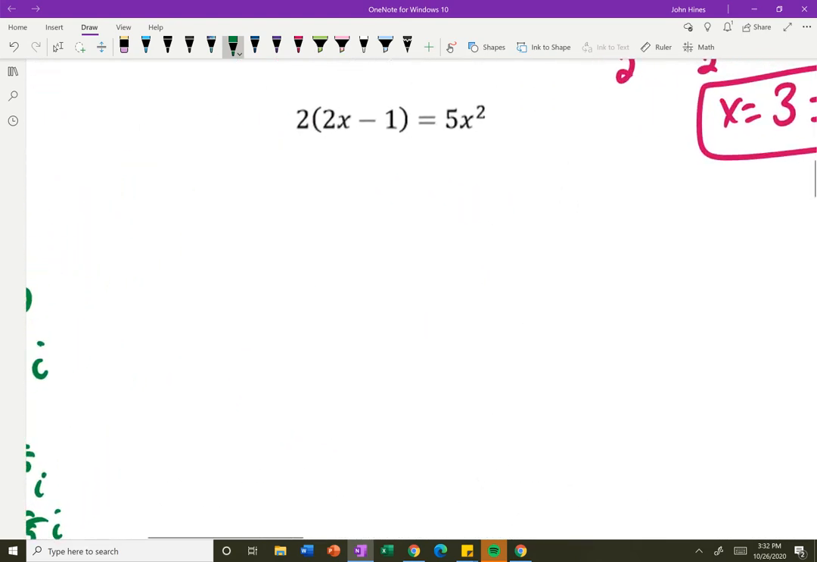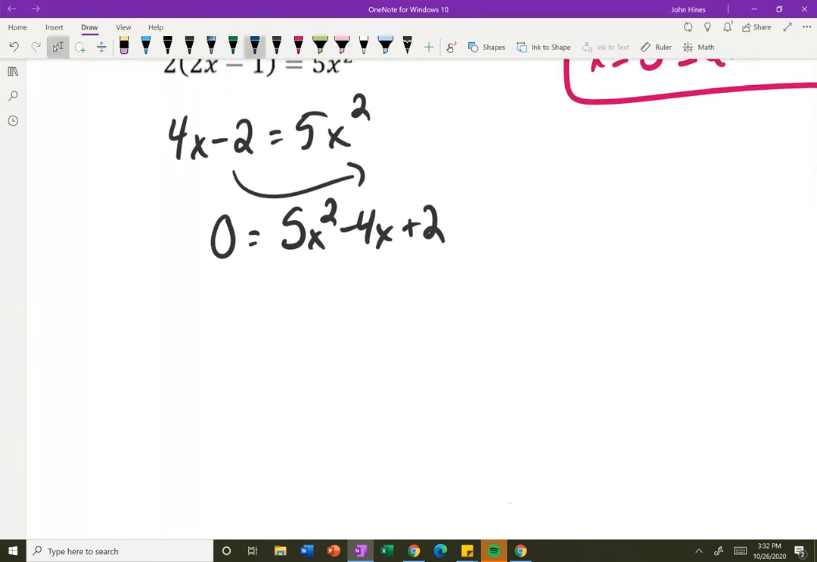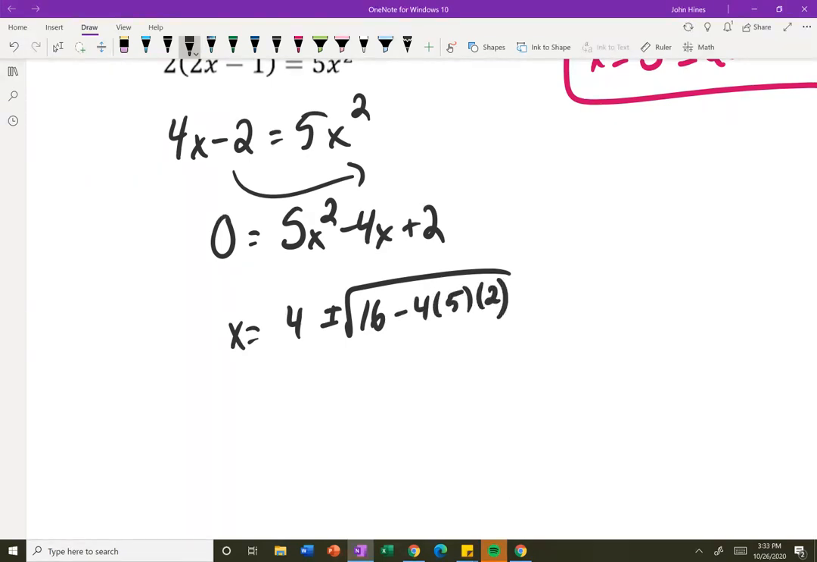And finally, the last quadratic formula practice. I'm going to distribute that 2 through. So I get 4x minus 2 equals 5x squared. And I like dealing with positive x squared, so I'm going to move those terms over. So I'm going to subtract the 4x and add the 2. I know it's easier to move the 5 over, but I like dealing with a positive x squared. So we plug it in: x equals negative b plus or minus the square root of b squared, make sure that number's positive, minus 4 times a times c, all over 2 times 5, which is 10.